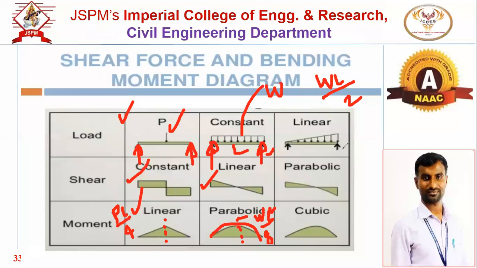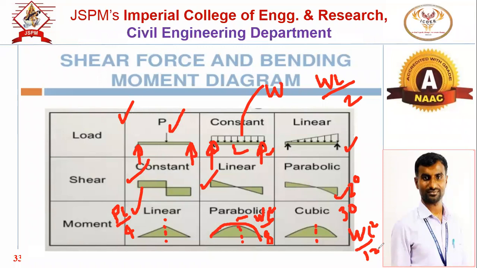So in that case, again, this is the simply supported beam. Now here, if it is UVL, then SFD will be a second degree curve. Then BMD will be a cubic curve, or we can say third degree curve. And the maximum bending moment for this standard case will be WL square by 12.